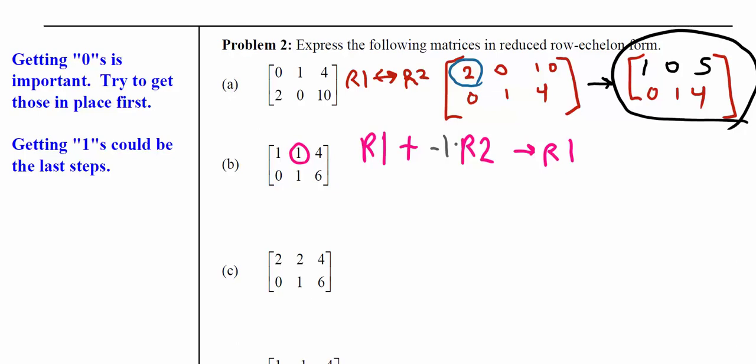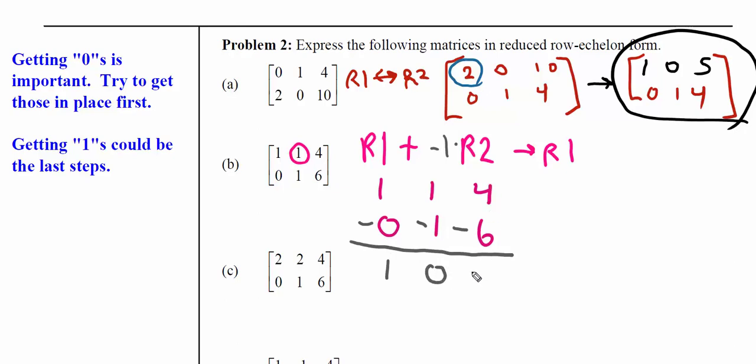Let's do some side work. Here is row 1. Here is row 2. If I multiply row 2 by negative 1, I get that. Now I'm going to add them. So 1 minus 0 is 1. 1 minus 1 is 0. 4 minus 6 is negative 2. This is now my new row 1.